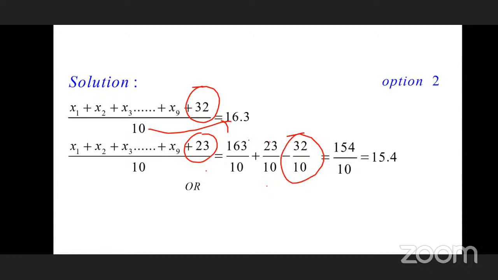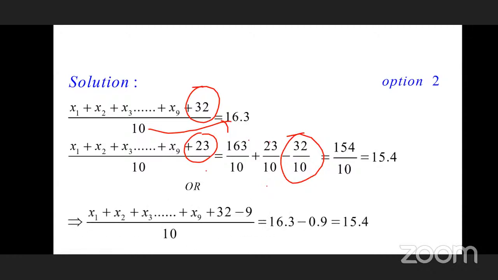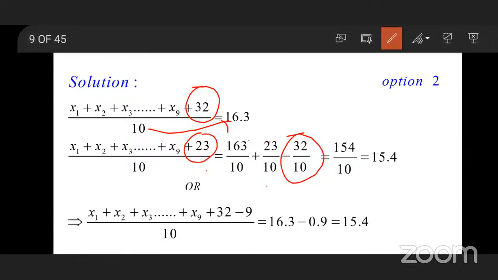Otherwise, what is the shortcut method? The shortcut method is the last method. What he printed is 32, but the original is 23 only. Mistakenly, the 23 was printed as 32. Therefore, instead of 23, we substituted 32 only. Therefore, I want 23 only. That's why x1 plus x2 plus x3 and so on, the value of this one is equal to 23 only.